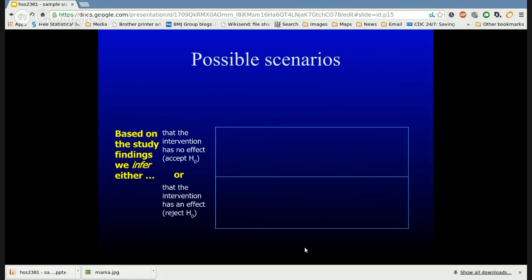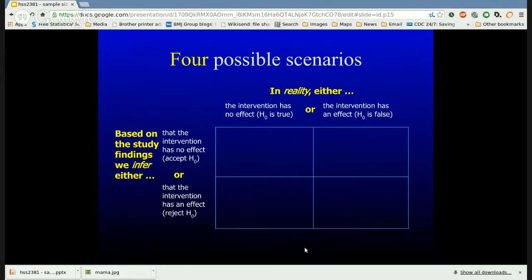So here are the various outcomes of the study. Kind of like we talked about in class earlier, we looked at the guilty man, innocent man under trial. So here is what the study findings will determine: that the intervention has no effect. In other words, we fail to reject the null.